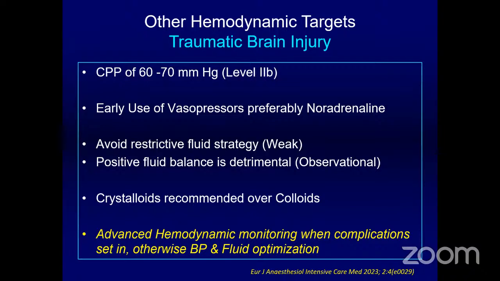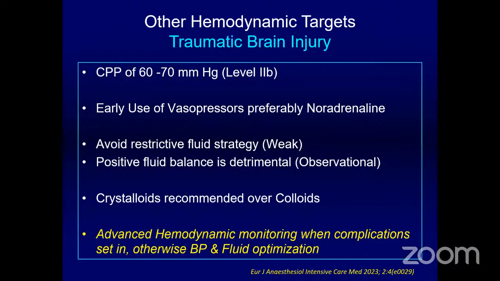We should always be using early vasopressors, preferably noradrenaline, when these patients present with hypotension or shock. Restrictive fluid strategy should be avoided, and that's a weak recommendation. And also, we need to take into account that a positive fluid balance should not happen. So that is detrimental, but the evidence for these is observational. But still, this is the evidence that we have, whatever the level it could be. For patients with traumatic brain injury, crystalloids are recommended over colloids.